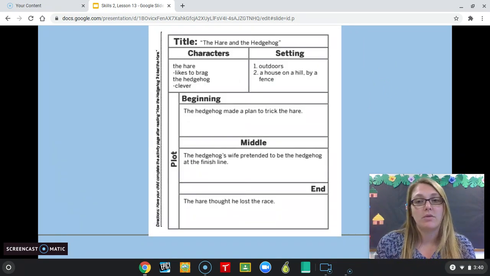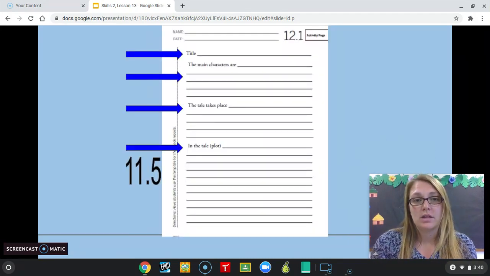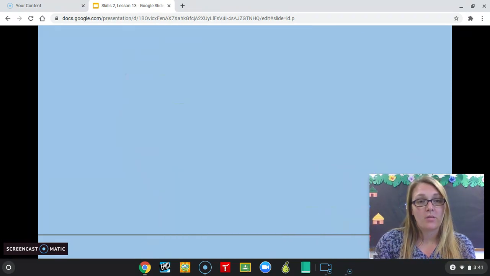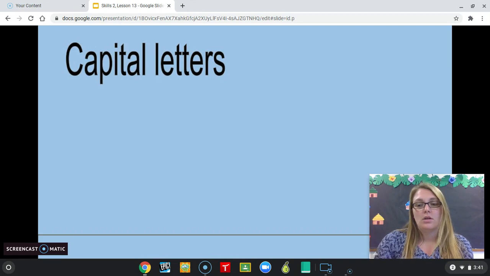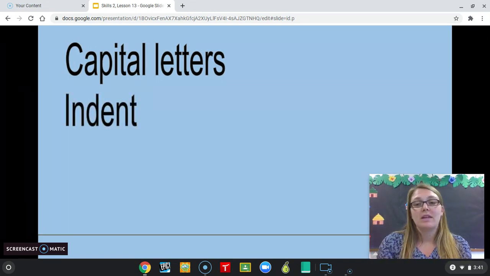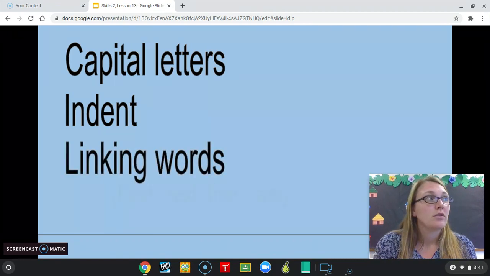So you should have a copy of your planning guide as well as all of the parts filled out of 12.1, the writing page. When you're editing, you're looking for capital letters, making sure you have the indent, checking for linking words.